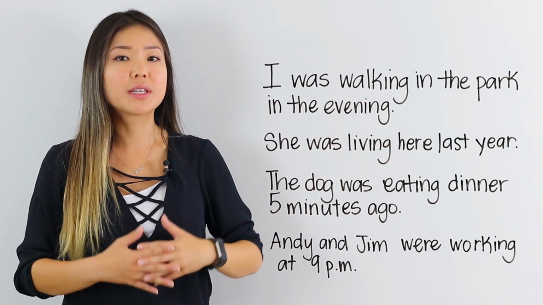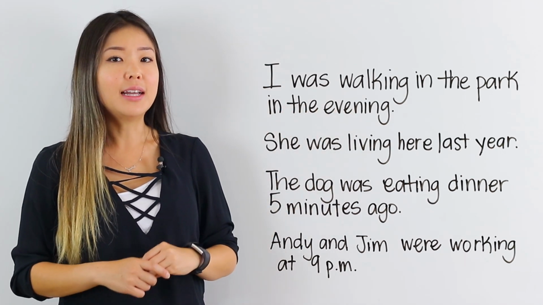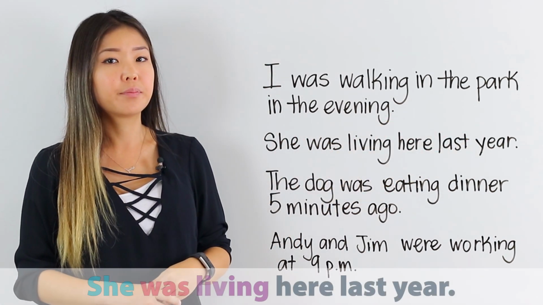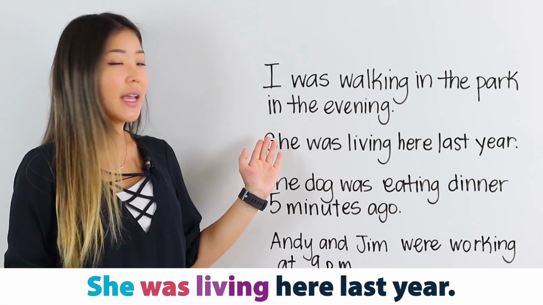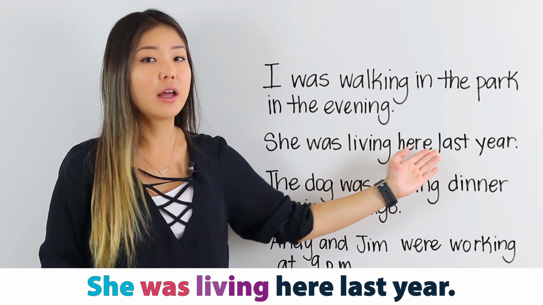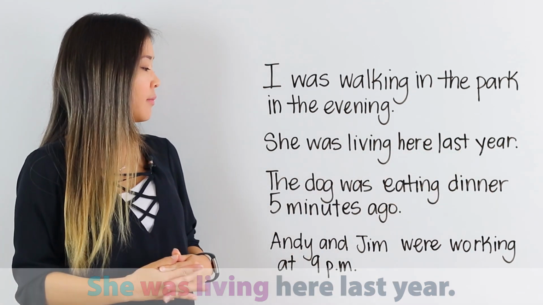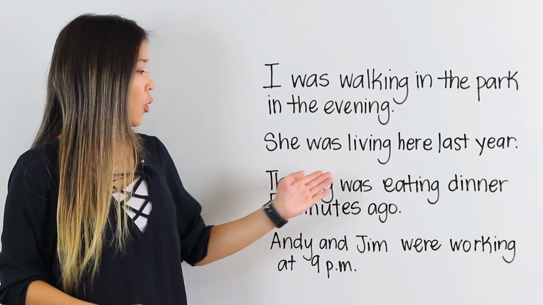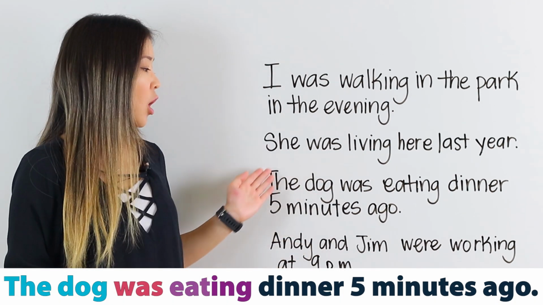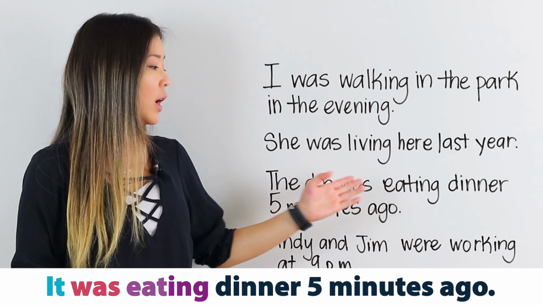You can see that this was an ongoing action and it happened in the past. Let's look at the next example. She was living here last year. Here, the subject is she, so again, we use was and then verb ing. Here, we have another expression that shows that this action was happening in the past. The dog, or it, was eating dinner 5 minutes ago. The subject here is the dog, which can be replaced by the pronoun it, and so we follow with was.